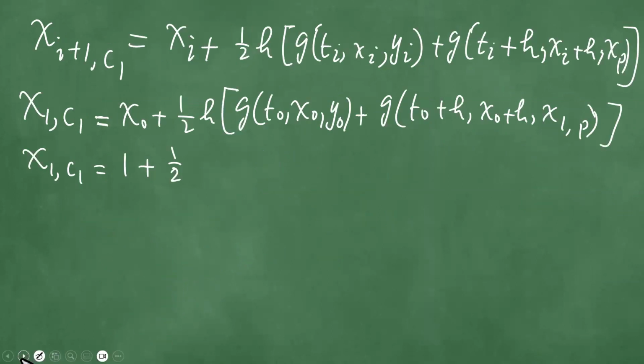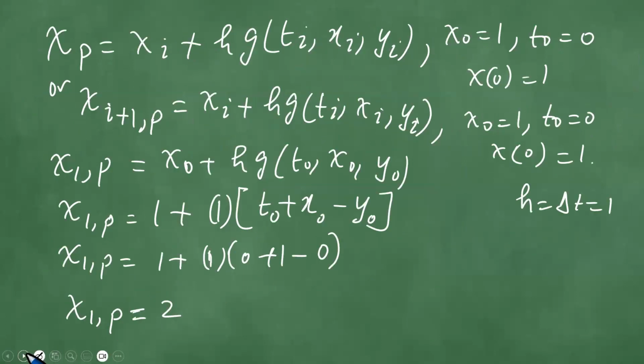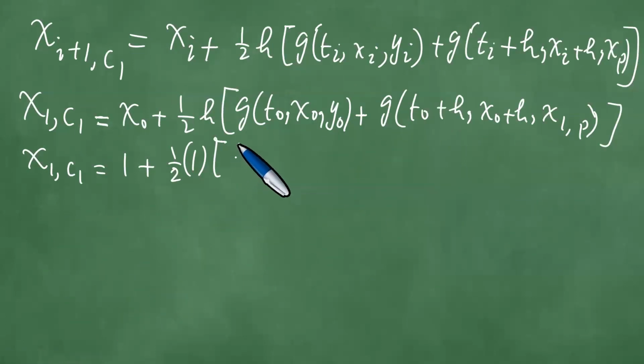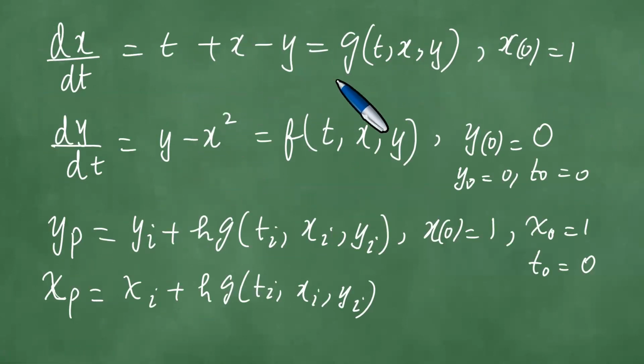Right, so you continue. You put a 1. What is G? Now this G, you can just plug in everything. The G is T plus X minus Y. T plus X minus Y.